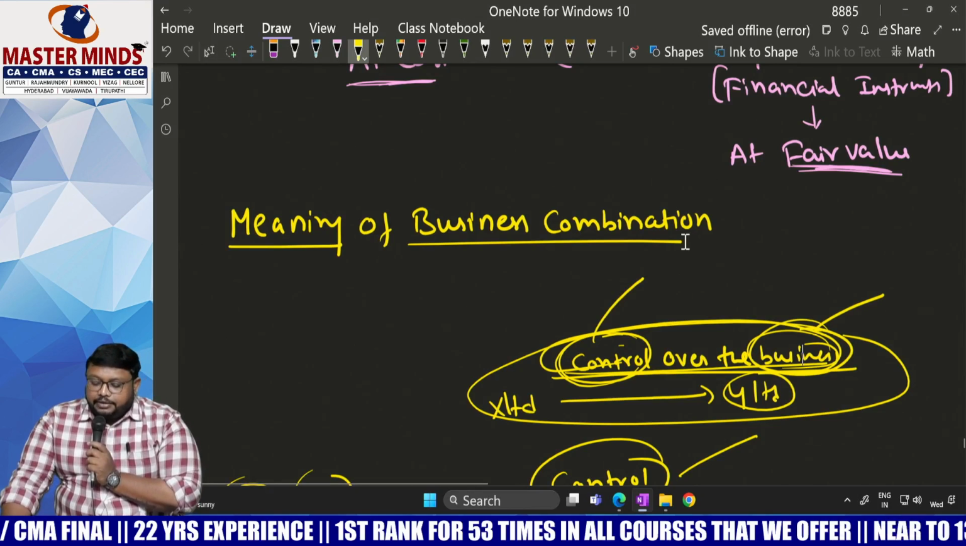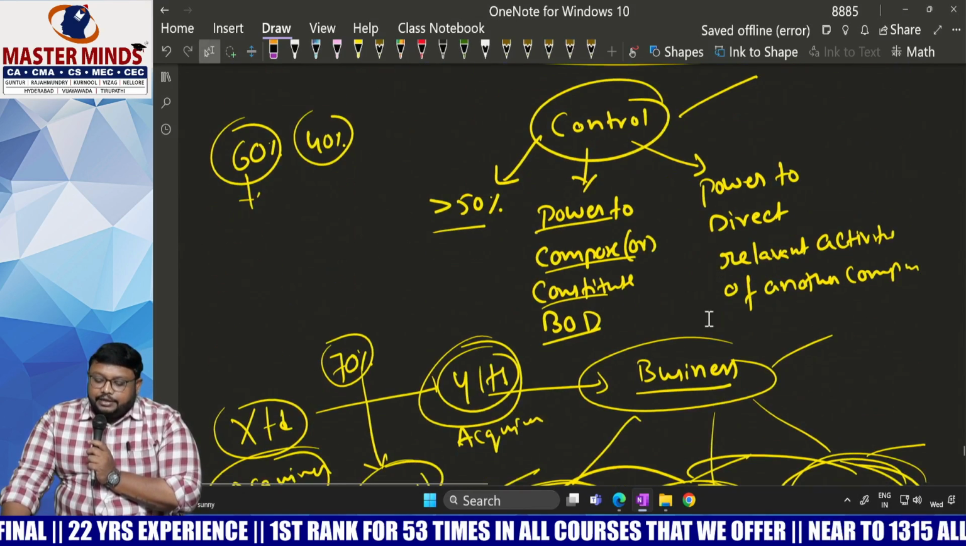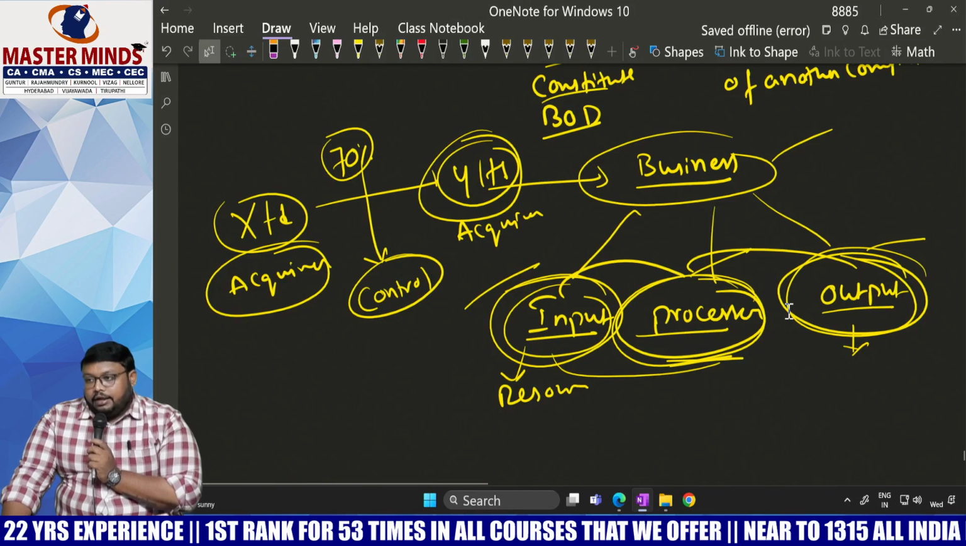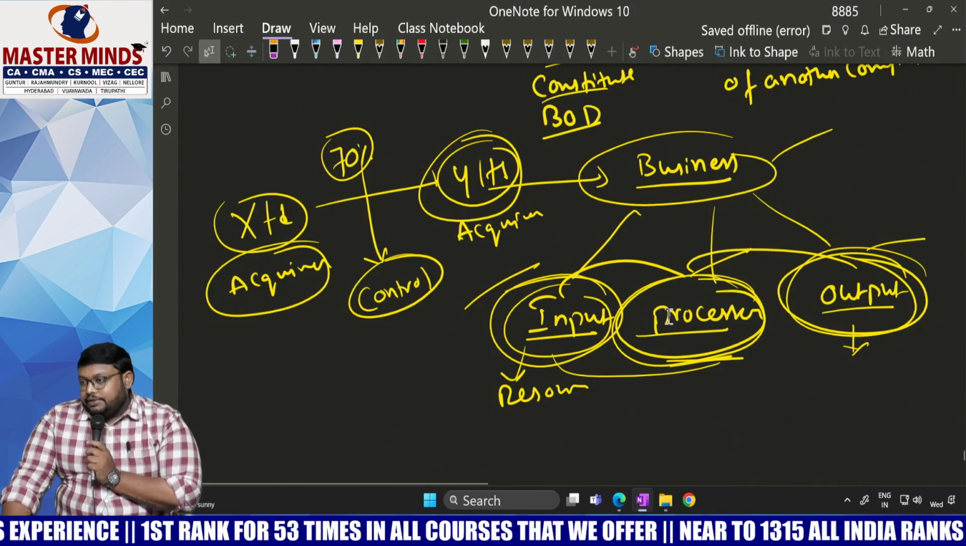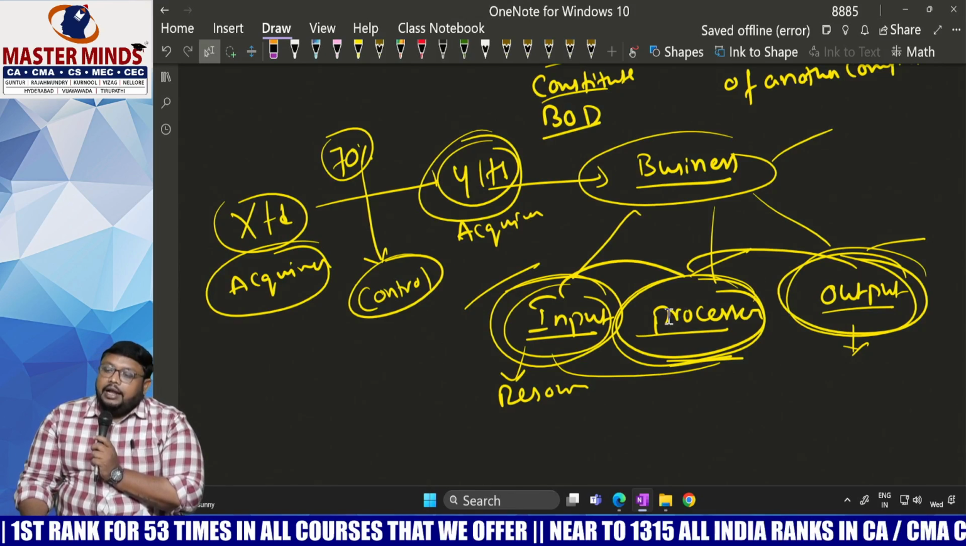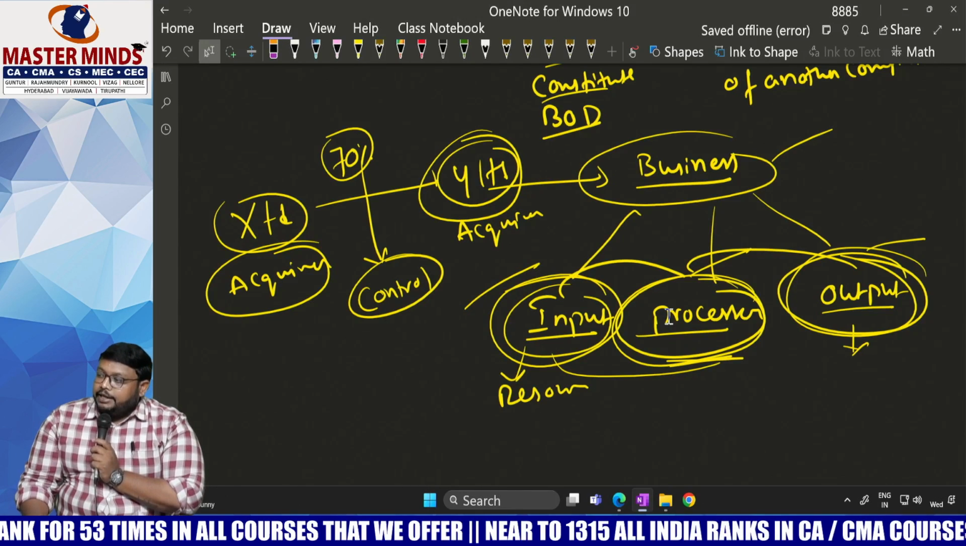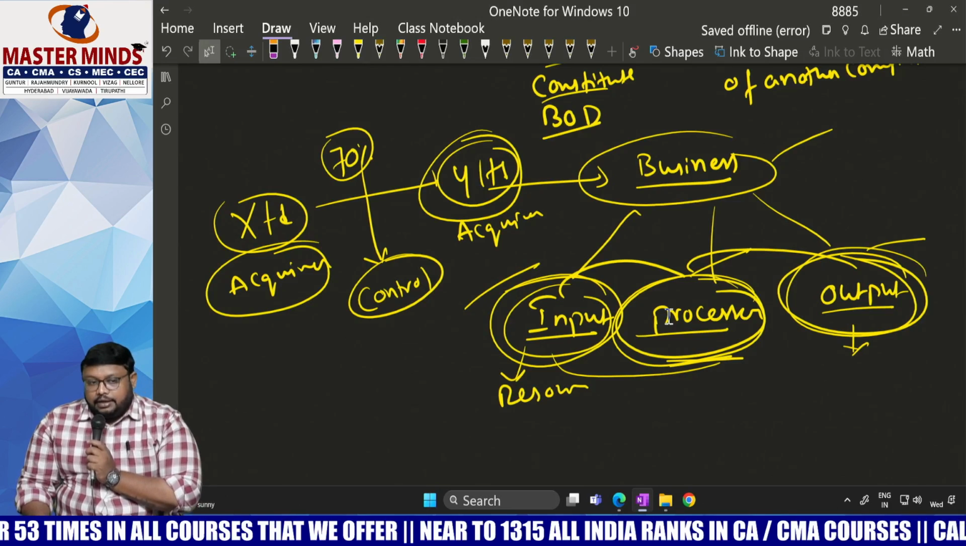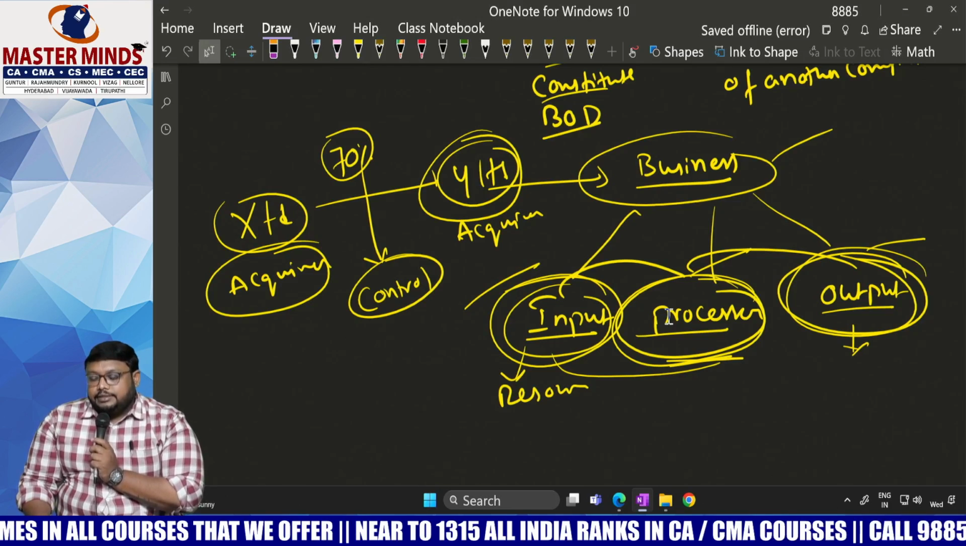At the same time, business means we have three activities: input, processes and output. Input means all the resources. How to use the resources is the processes. And the revenue generated by using the input and processes, we call it the output.